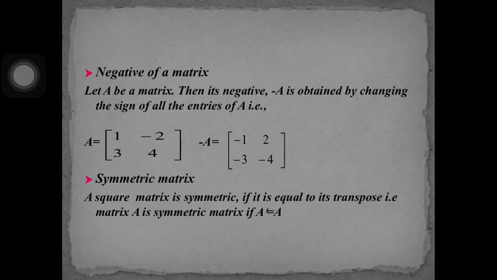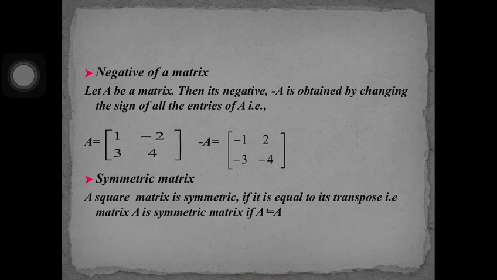Next, negative of a matrix. Let A be the matrix, then its negative is equal to minus A. It is obtained by changing the sign of all the entries. If A is equal to 1, minus 2, 3, 4, its negative is equal to plus 1 is changed into minus 1, minus 2 is changed into plus 2, minus 3, minus 4.